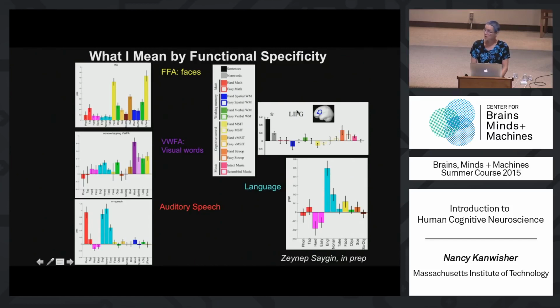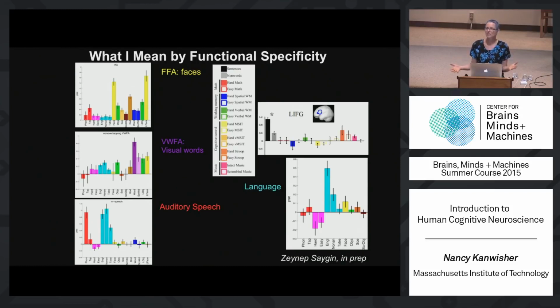And here is the response profile in that region. Reading sentences, reading non-word strings. All of those other tasks, both the difficult and the easy version, no response at all. That's extreme functional specificity, right? It's not that we've tested everything. There's more to be done.